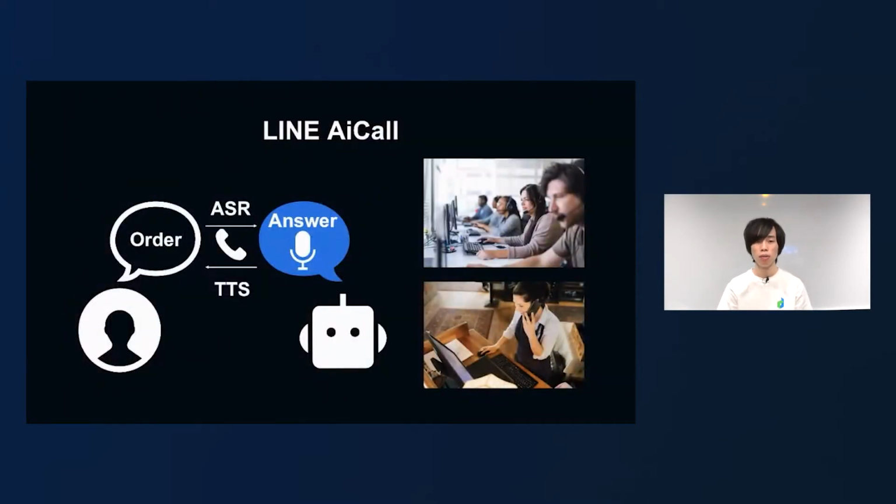A more recent example is LINE AI Call, an automatic telephone answering service. It is a service created with the idea of automating the call center work. The mechanism consists of a complex set of technologies, including automatic speech recognition of users' responses, text analysis, and speech synthesis to give responses. There's a demo of AI staff taking a reservation from a customer.